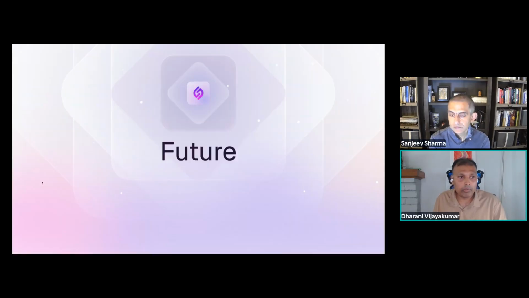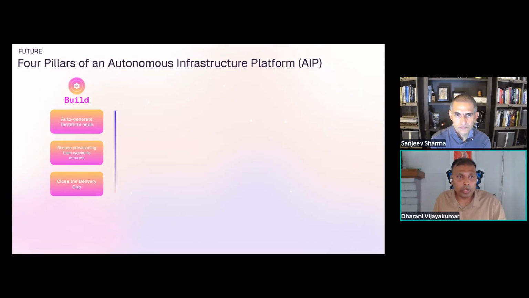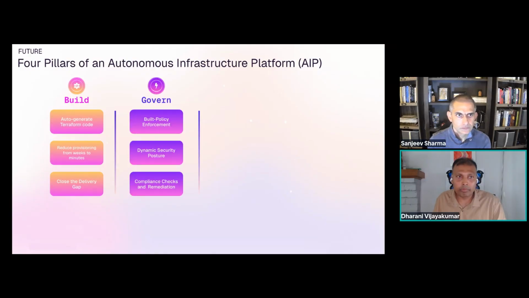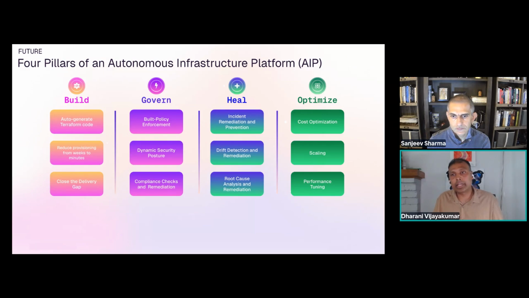All right. So we'll quickly go to the future. We spoke a lot about specifically build and govern today in our use cases. With StackGen, we are also thinking about the third and fourth pillars, right? Like healing and optimizing. Yeah. Again, we are picking up the two most important acute problems in the industry where automation can help.